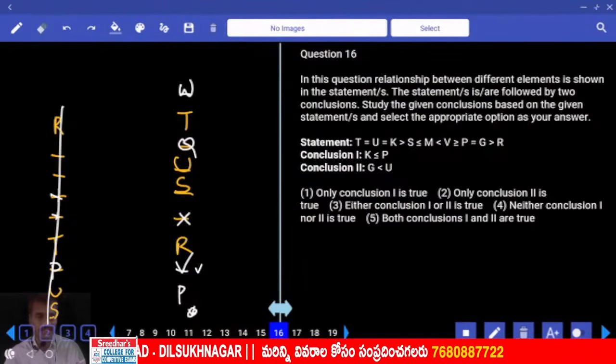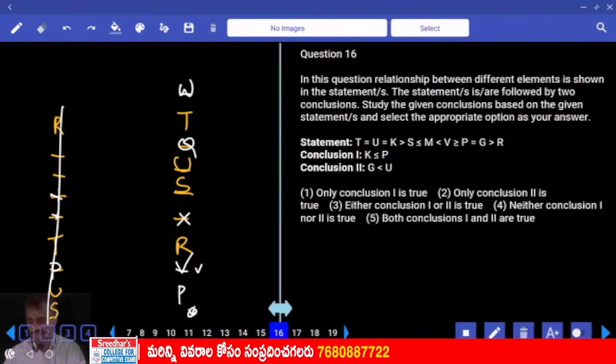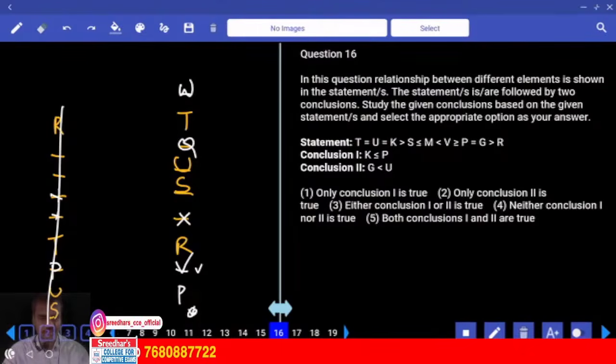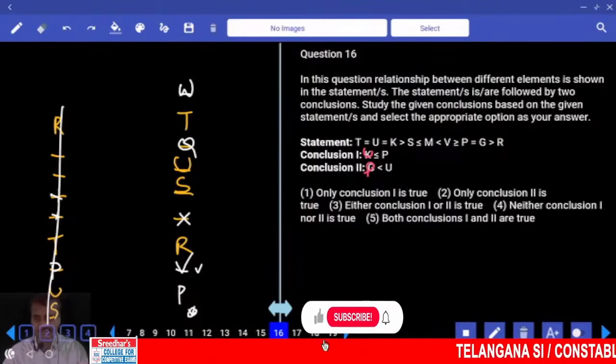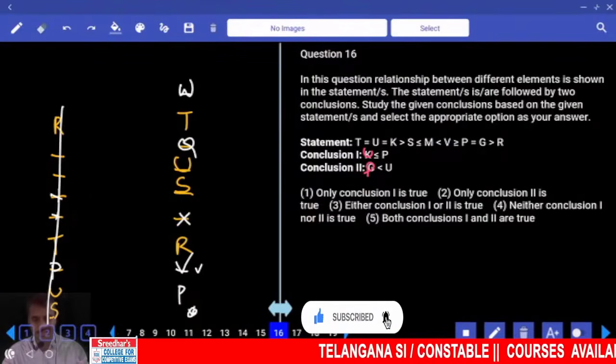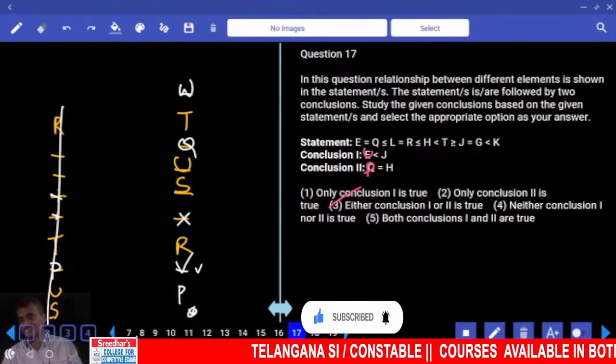And K and P. K is greater, P is greater, opposite symbol, no relation. And at the same time G. Now here G and U. G and U again opposite symbol. Now U equals K, in the place of K you can take it as U. And P and G are one and the same. Here you can take it as U lesser than or equals to P, U greater than P, opposite symbol, either 1 or 2, choice 3, question number 16.